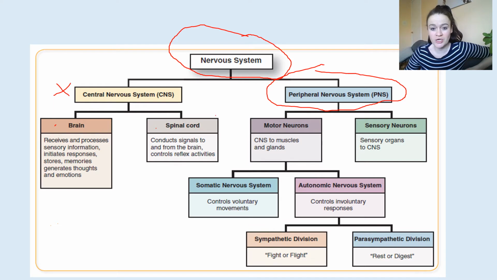We've got our motor, there we go, motor, sensory neuron, and then from the motor neuron we've got the 2 other systems, somatic nervous system and autonomic nervous system, going further down, showing the division of the autonomic nervous system into the sympathetic and the parasympathetic system. As I said, this might be quite a nice diagram to print off for your notes.